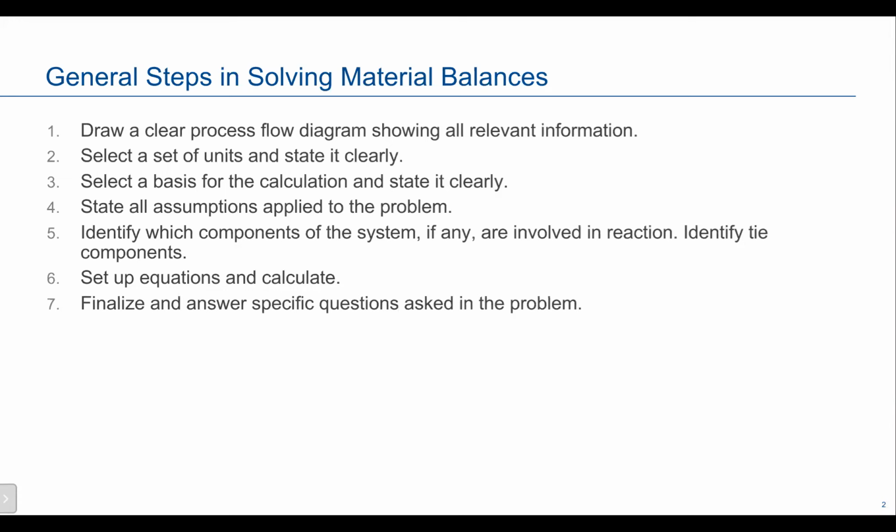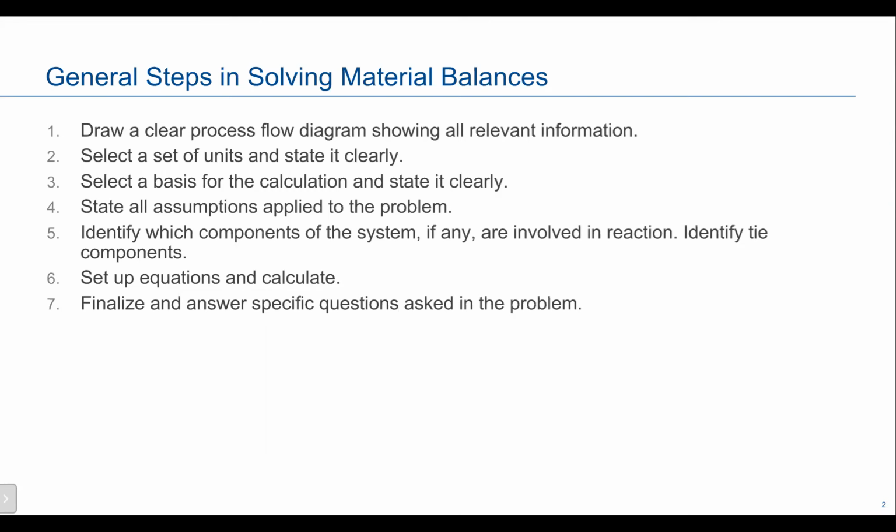Number five, identify which components of the system, if any, are involved in reaction. So gaya ng sinabi ko kanina, generally, itong steps na to ay ginagamit sa mga material balances for non-reactive processes, right? But if there are any reactions, okay, you have to, number one, indicate the stoichiometry of the reaction. What I mean is that you have to write the balanced chemical reaction, okay, or chemical equation. It should be balanced, of course. And you have to identify which components are reacting.